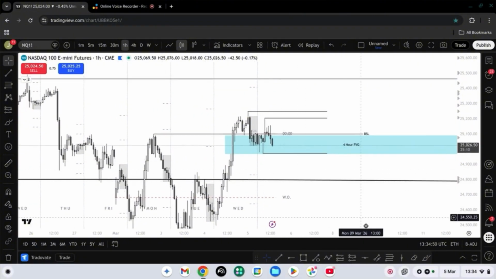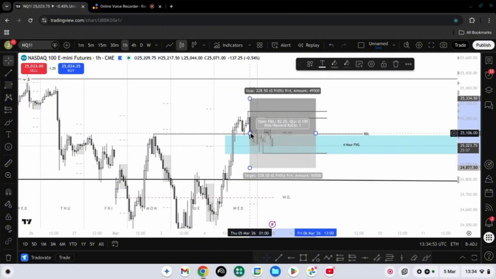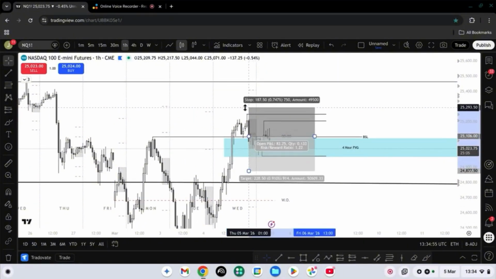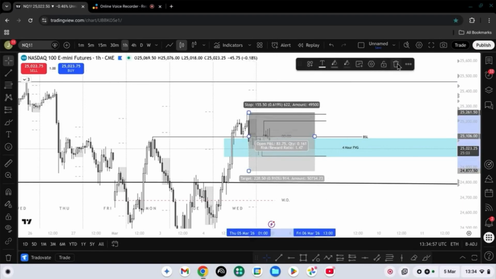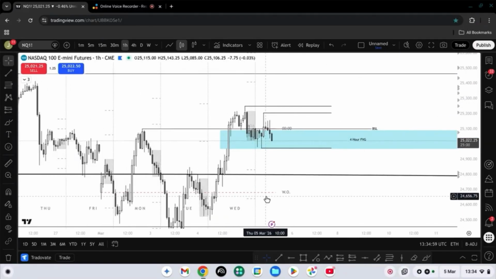Otherwise, if you're just going to go short because we've taken internal liquidity, then it's a lot riskier and you may end up getting stopped out. But then I don't marry my bias. I'm not going to say I'm only going to trade short today because high time frame makes me think we're going to eventually go lower.